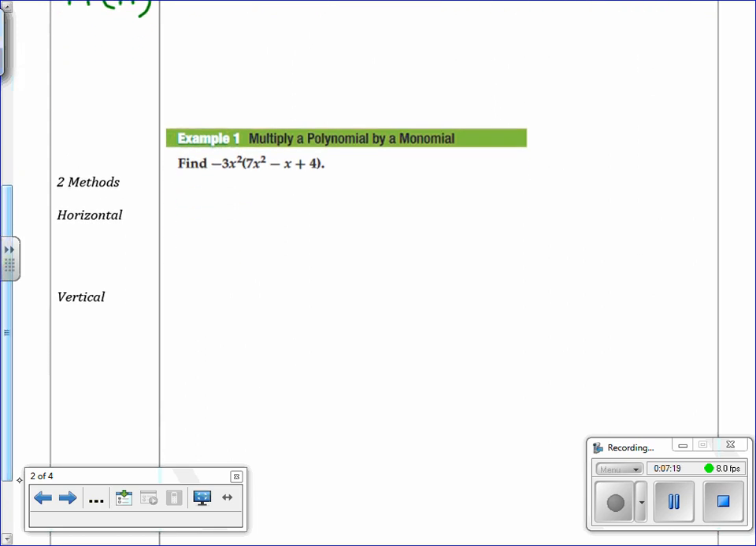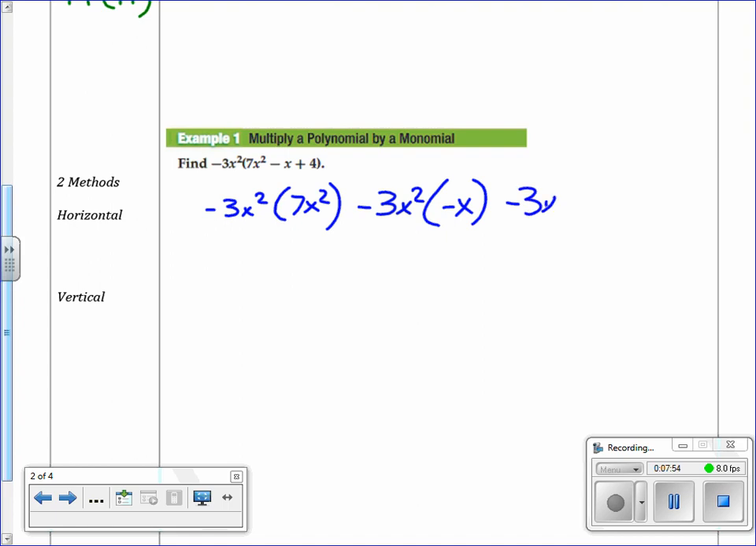Next thing we're going to do is multiply a polynomial by a monomial. Now there's a couple ways that you can do this. I'm going to show you both methods. The one method is called the horizontal method. I'll take negative 3x squared and multiply it to 7x squared, and then negative 3x squared times negative x, and then negative 3x squared times 4.